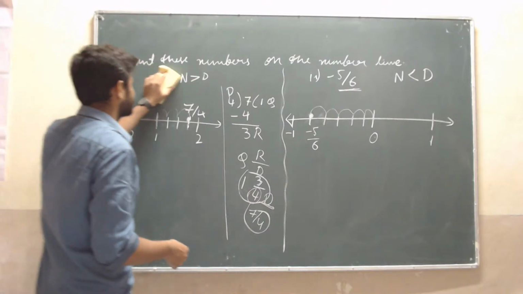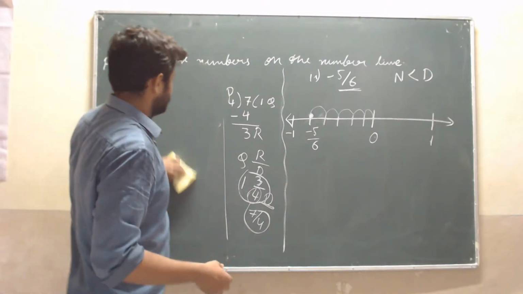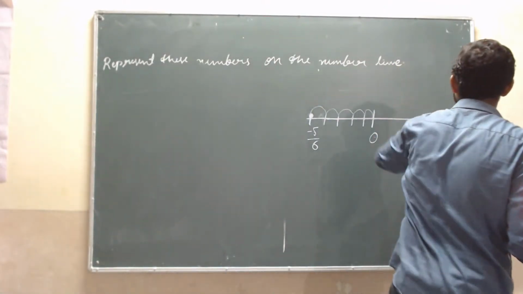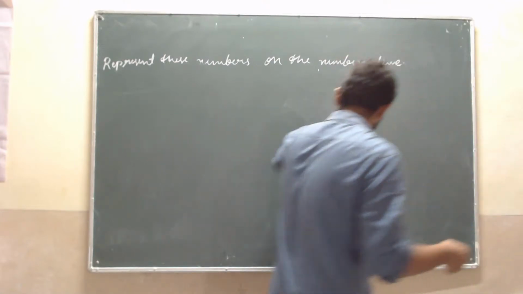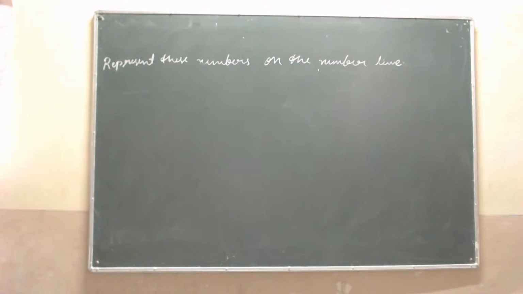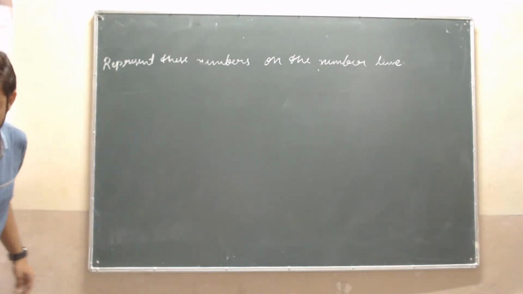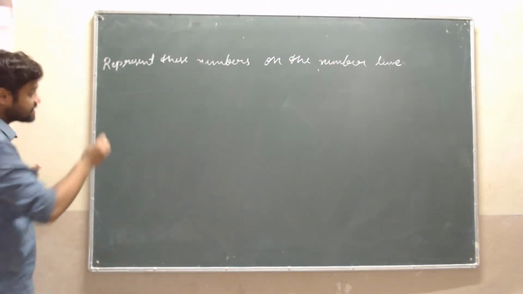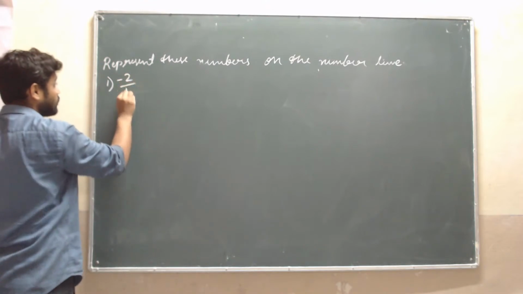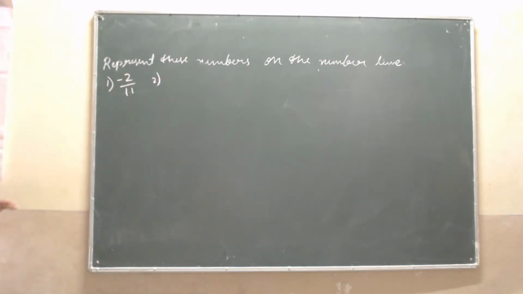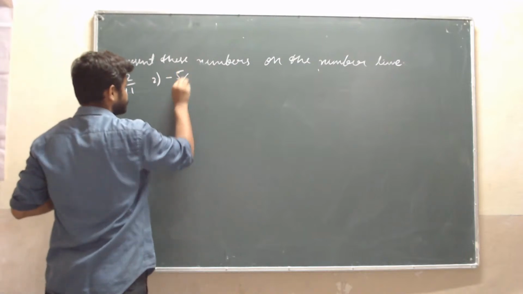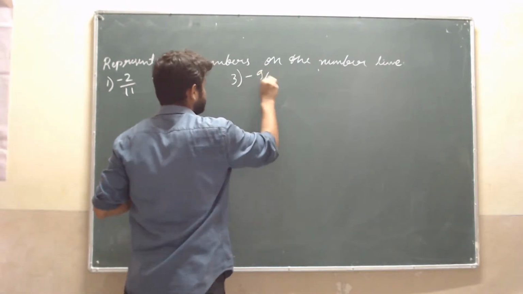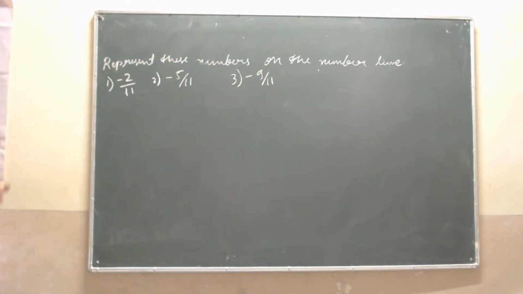Represent these numbers as you will see here. Same question, Adrik, but different numbers. Represent these numbers on the number line. What are those numbers? Let's see. The first one we have is minus 2 by 11, the second one is minus 5 by 11, and the third one is minus 9 by 11. Okay, represent these on the number line.